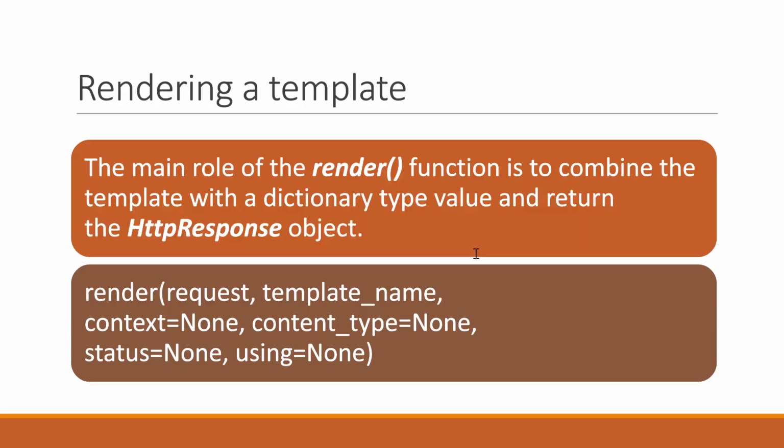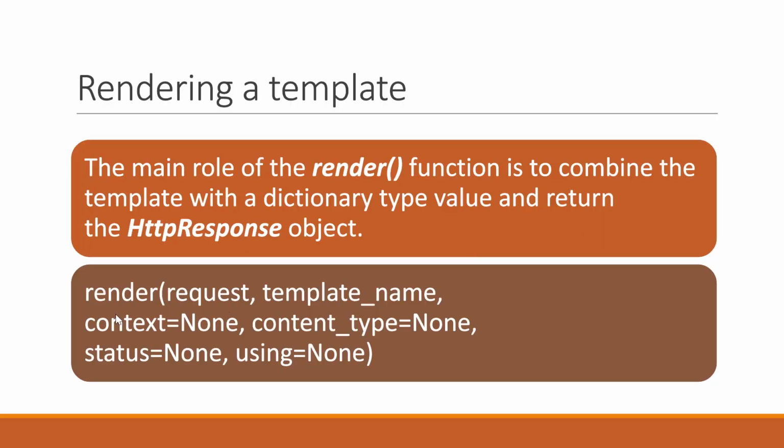Now let's move forward to the next topic and understand how we can render a template. To render a template, we will discuss an example related to it in Django. Here, first we will create a view named index, and in the index view we will use the render function to render the index.html page. The main role of the render function is to combine the template with a dictionary type value and return an HTTP response object. Now here on the screen you can see the syntax for the render function.